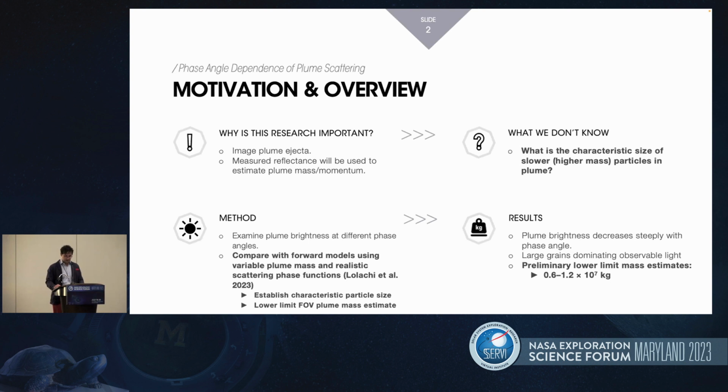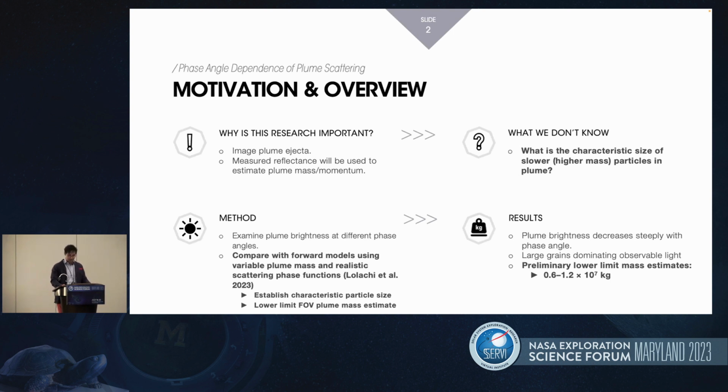From our observations versus model phase function comparison, we can establish a characteristic particle size. This is because large particles have a phase function that gets dimmer with increasing phase angle, and smaller particles have a phase function that gets brighter with increasing phase angle. If one assumes a power law size distribution, you can then calculate a lower limit field of view plume mass estimate. Why is this a lower limit? Well, because for this work, we assume the plume is optically thin, but in reality, at least the inner portion of the ejecta plume seems to be optically thick, meaning there's probably more mass hiding in there that we have not accounted for.